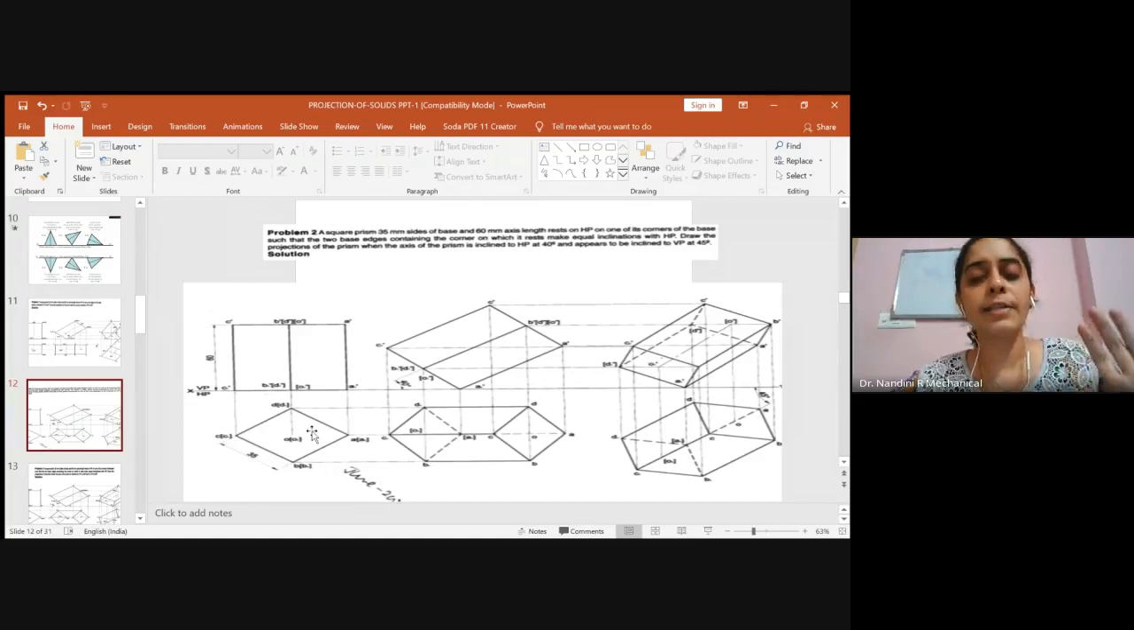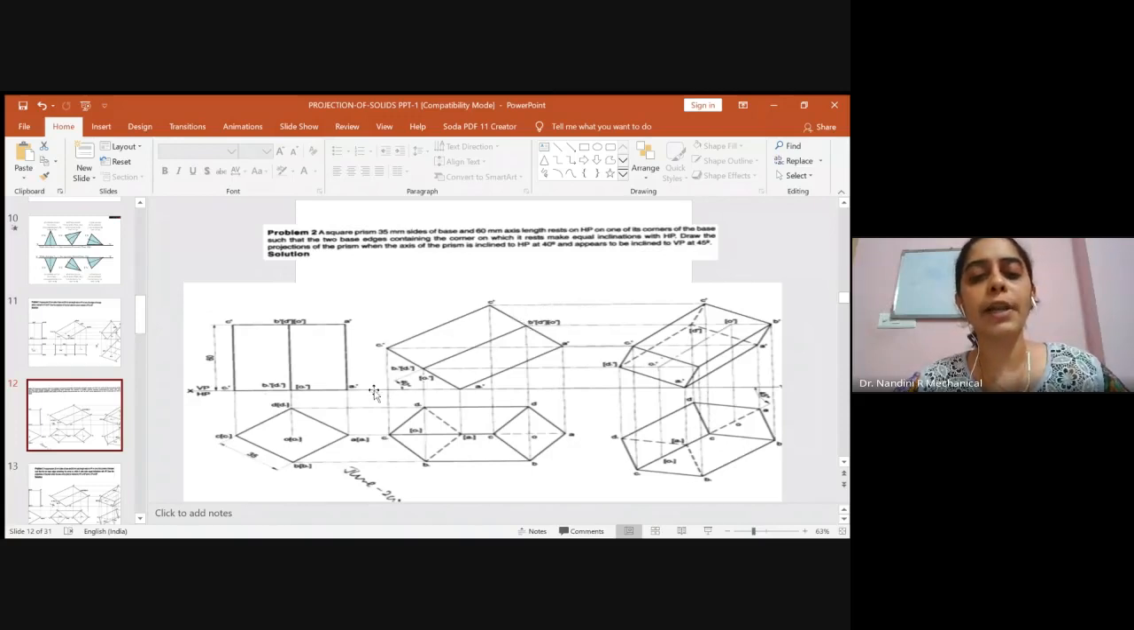So the second assumption is always we take the axis inclination with respect to HP. Please read the question. The second part: draw the projection of the prism when the axis of the prism is inclined to HP at 40 degree. So now the axis is inclined to HP at 40 degree. So how do you do it? Always leave some space and then take a 40-degree line.